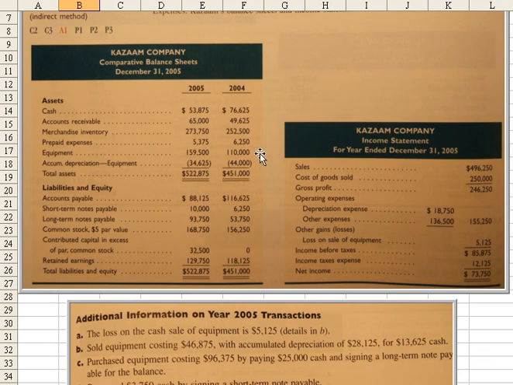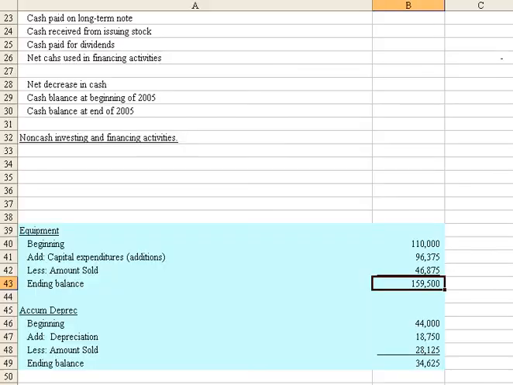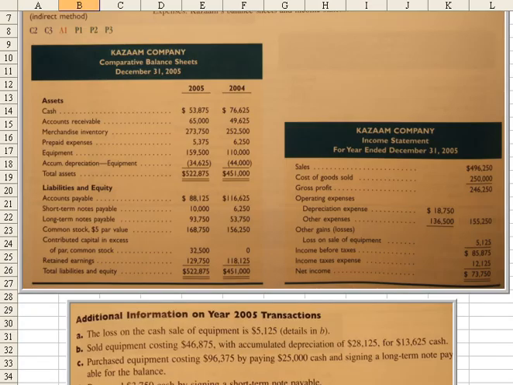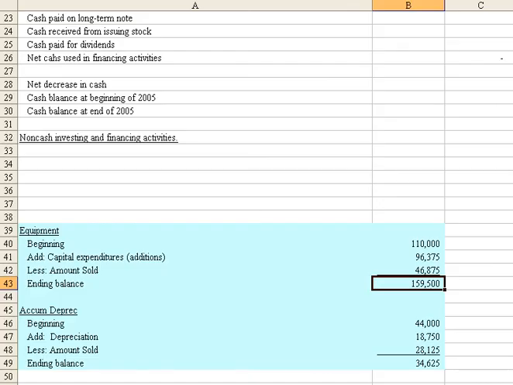Now let's take a look at the accumulated depreciation. We started out at 110. Are we able to prove the 159,500? I'm sorry, we start off at 44,000 and we want to end up at 34,625. And if we've accounted for all of that, then we know we have all the transactions we need. So we start off at 44,000. Depreciation in the problem is $18,750. The amount sold was 28,125. Is the ending balance 34,625? It was, so we've done that part of the schedule correctly.